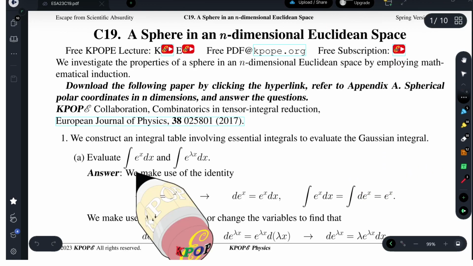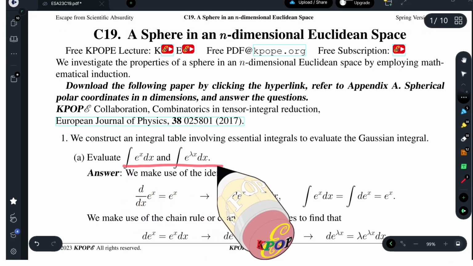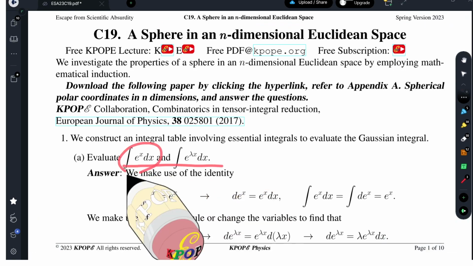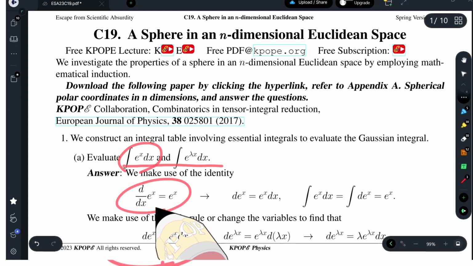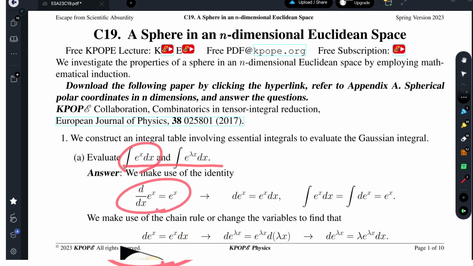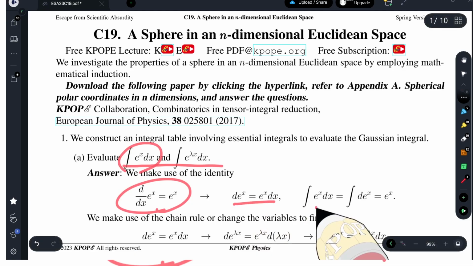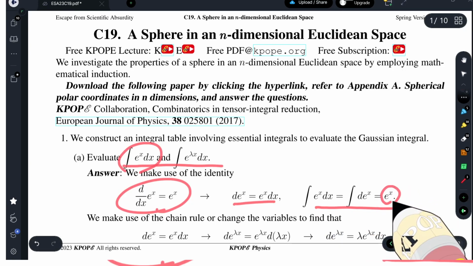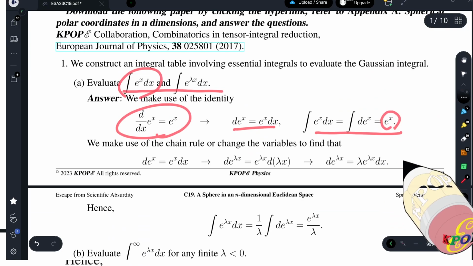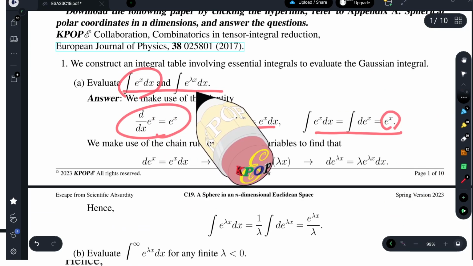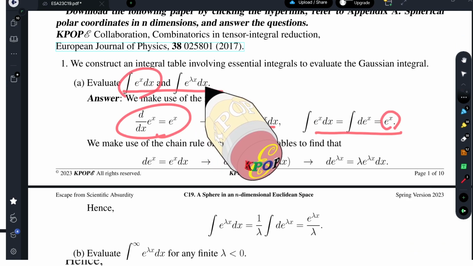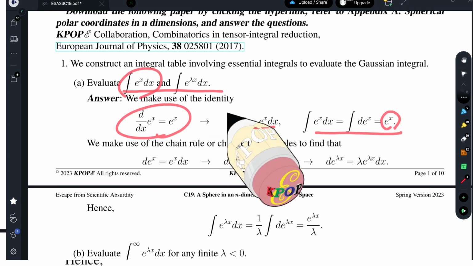First, we evaluate these two integrals. The first one is trivial and you are familiar with it, because the derivative of the exponential function is itself. The indefinite integral is trivially obtained. We can extend this idea to find the indefinite integral of exponential lambda x, where lambda is an arbitrary constant.